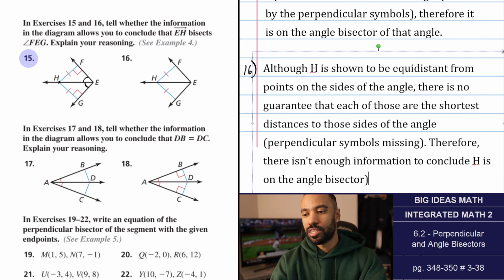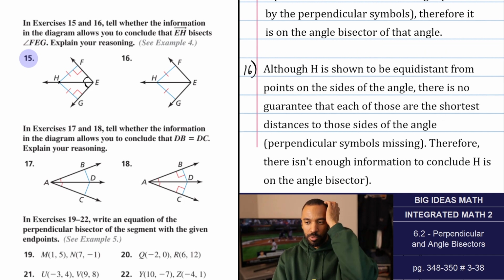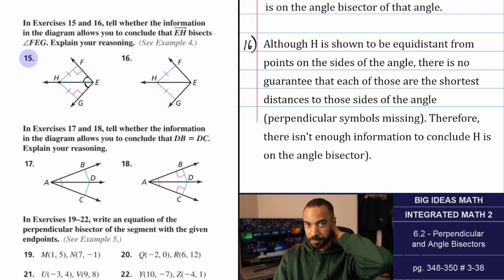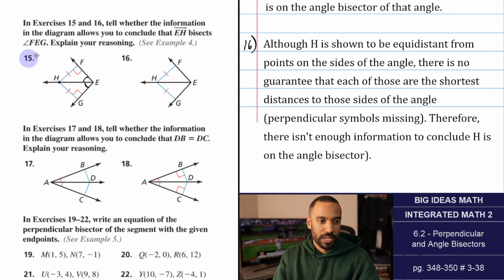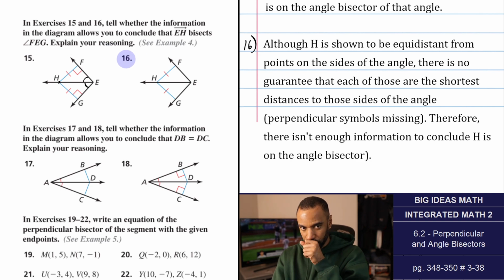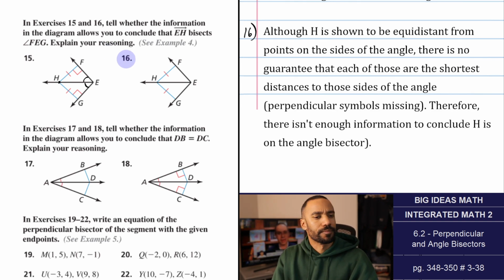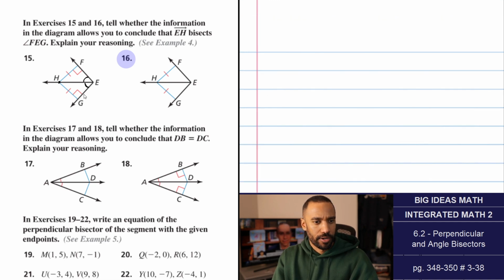So we can't take those perpendicular symbols for granted. They're there for a reason. They're there to talk about that shortest distance stuff. I'm sorry, that was number 16. Sorry that I didn't move this over. Okay. Let's move forward. Numbers 17 and 18.